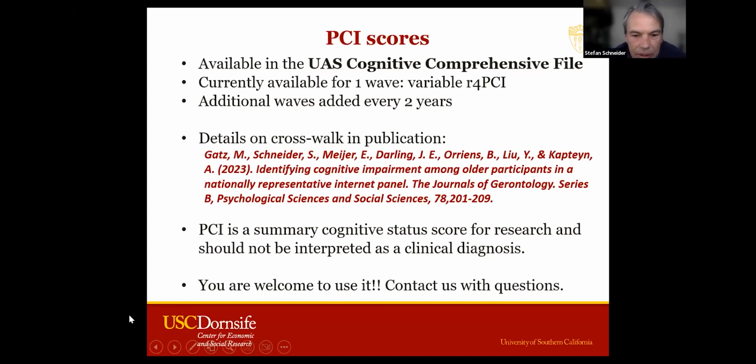And I saw there was already a question in the chat. Someone asks, to clarify, UAS collects data on adults 18 years and over and not just middle-aged or older adults. That's correct.